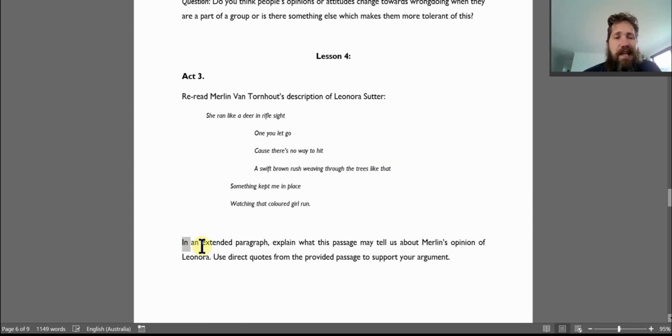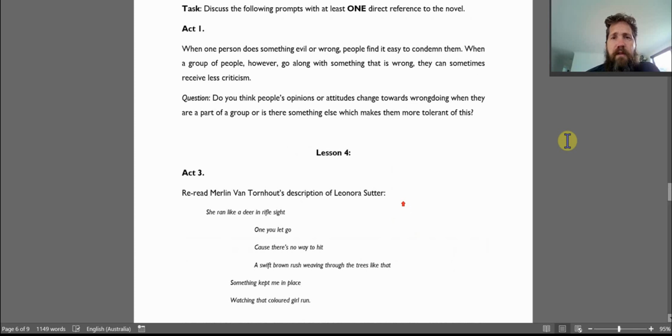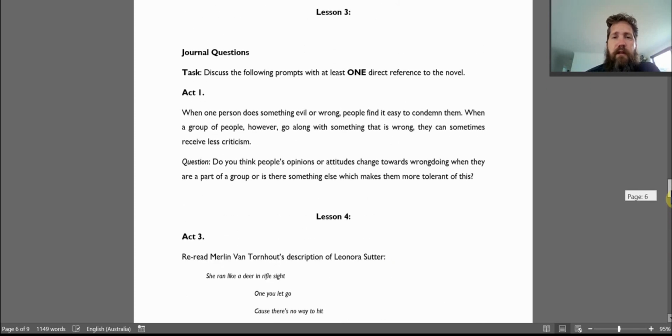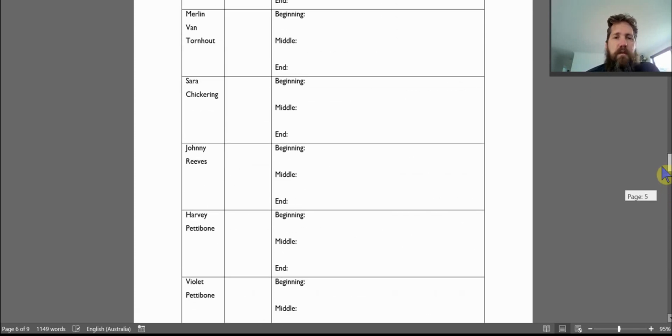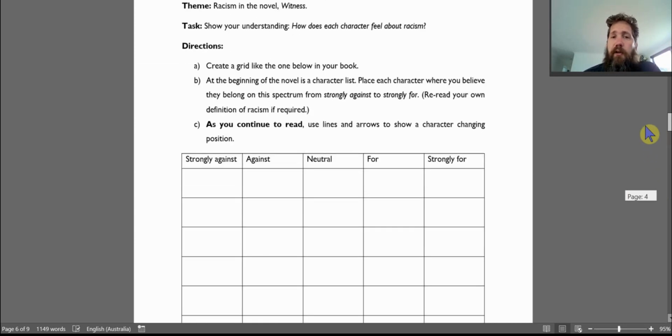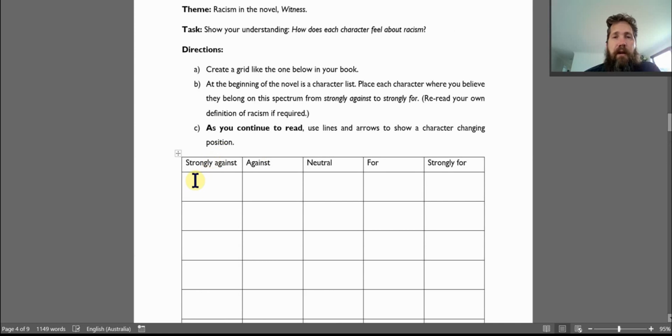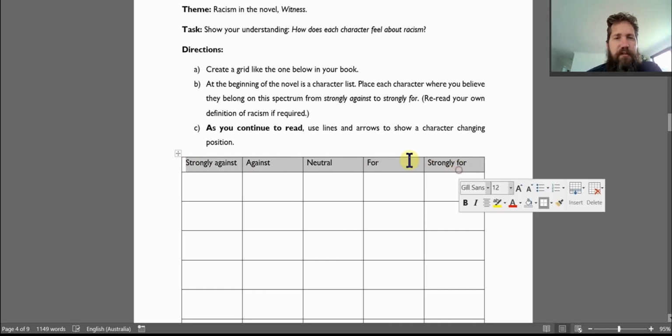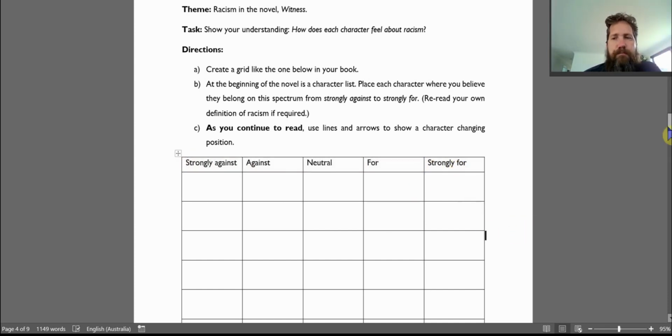And your task is, in an extended paragraph, explain what this passage may tell us about Merlin's opinion of Leonora. Use direct quotes from the provided passage to support your argument. Now, I'll give you a clue here. Merlin's opinion of Leonora is changing. Okay, perhaps you might like to update your character tracking sheet, and also the character spectrum grid of how these characters feel about particularly strong ideas such as racism, prejudice and inclusion.